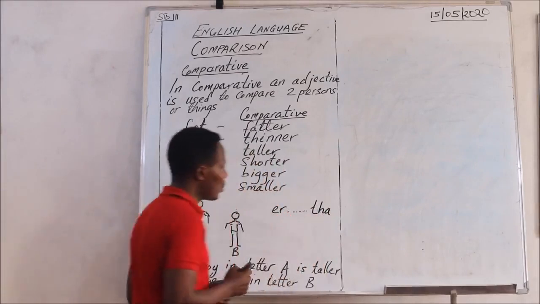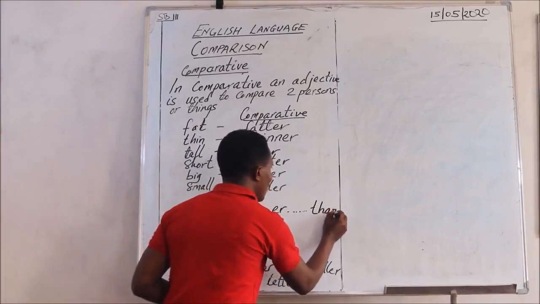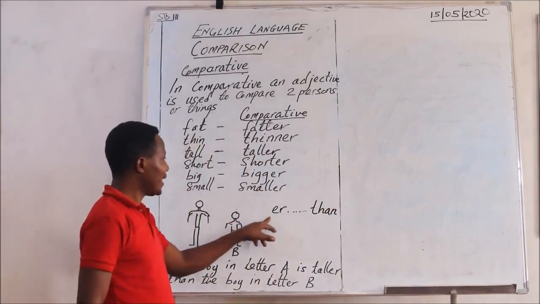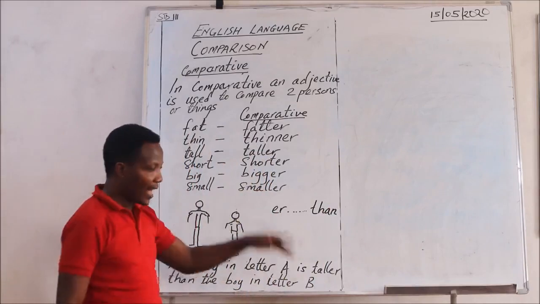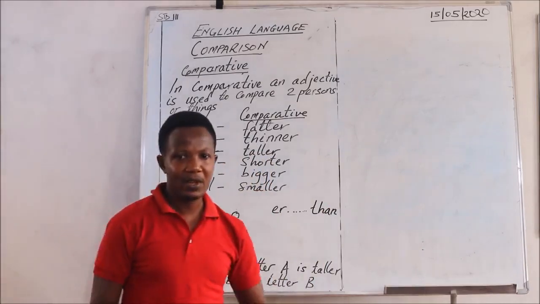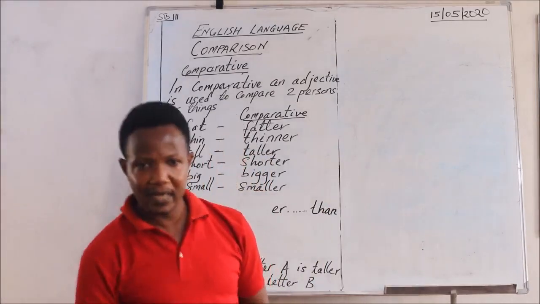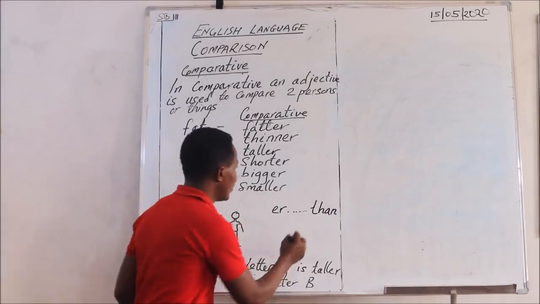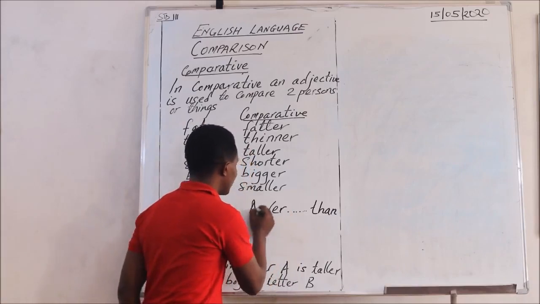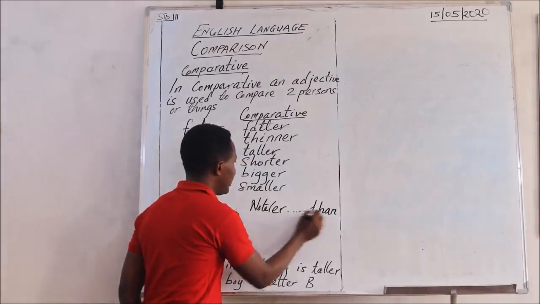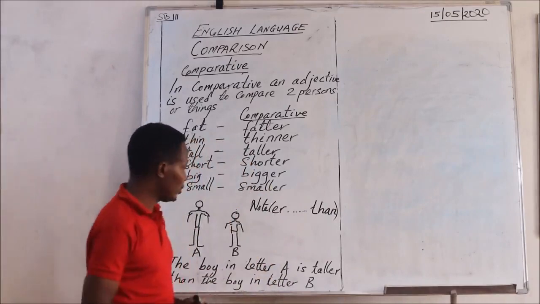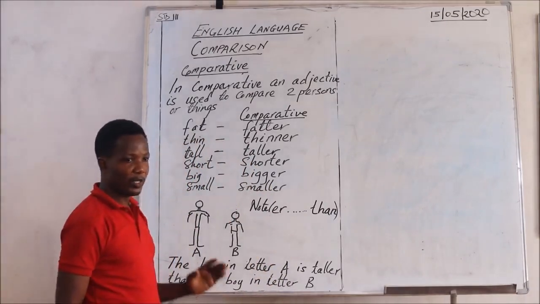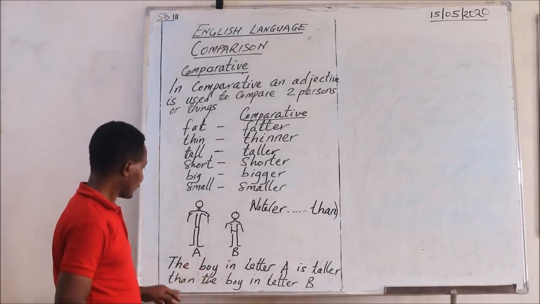Than must go hand in hand with er, especially in comparative. Bigger than, fatter than, smaller than, longer than, stronger than. So don't forget this word. It is very important to be used. You must note this one. Er than is very important in comparative. Failure to do so means it is not correct.